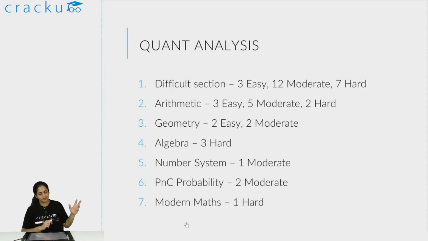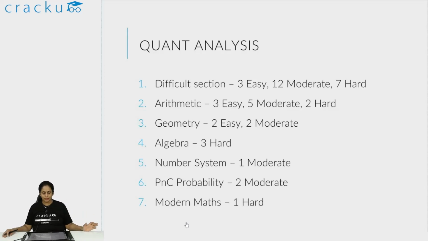There were 2 easy and 2 moderate questions. Algebra over here was difficult. It was time consuming. You would take time to actually answer the questions. Number system, 1 moderate question. It was doable. I would not say that you should skip this one. It was a doable question on remainders. Again, if you are comfortable with remainders, you would be able to do it easily within 2 to 2.5 minutes. If not, it would take you time. You should skip those kinds of questions.